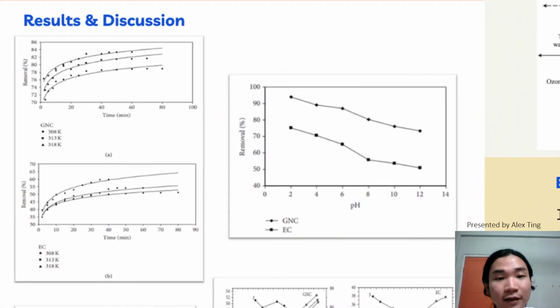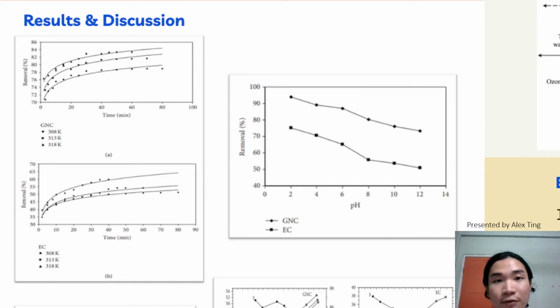As observed in the left figure, the equilibrium time for GNC is 80, 60, and 30 minutes, and for EC is 90, 60, and 40 minutes at 308, 313, and 318 Kelvin respectively. Both adsorbents reach equilibrium adsorption faster at higher temperature. At higher temperature, the dye ions gain higher mobility, thus increasing the chances for adsorption.